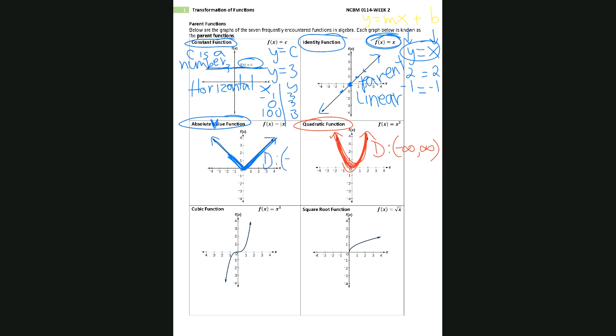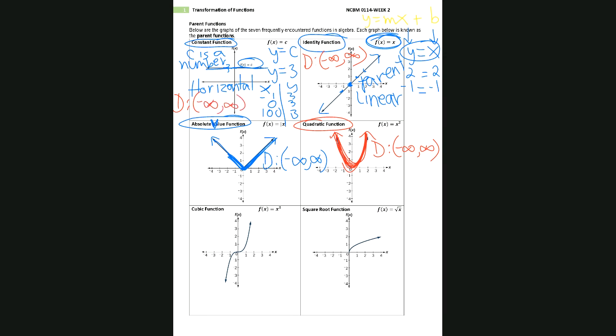And actually, the domain is the same for the two functions that we discussed previously. So for this one, we have the same thing. Domain is all real numbers. So we use from negative infinity to positive infinity. Same for the constant function. The domain will be all real numbers from negative infinity to positive infinity.